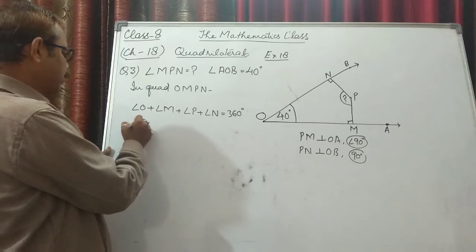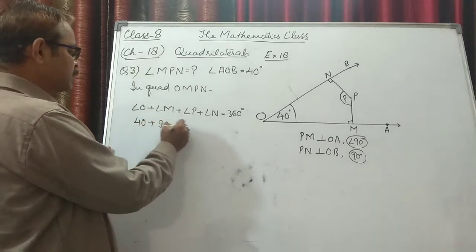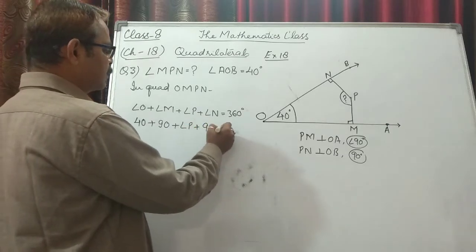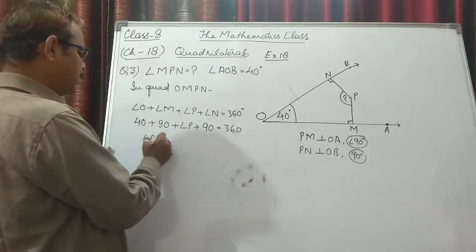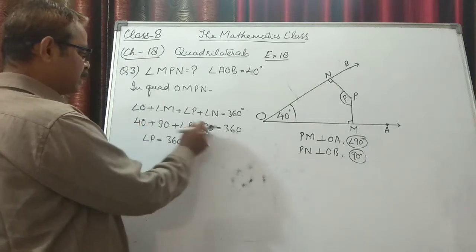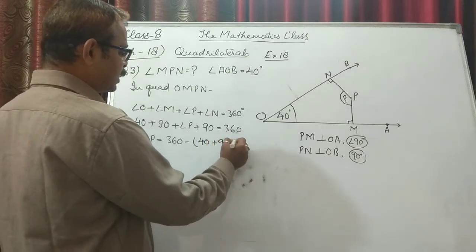Now angle O is 40 given to us. Angle M is 90 given to us. Angle P we have to find out. Angle N is again 90, is equal to 360. So angle P will be 360 minus (40 plus 90 plus 90).